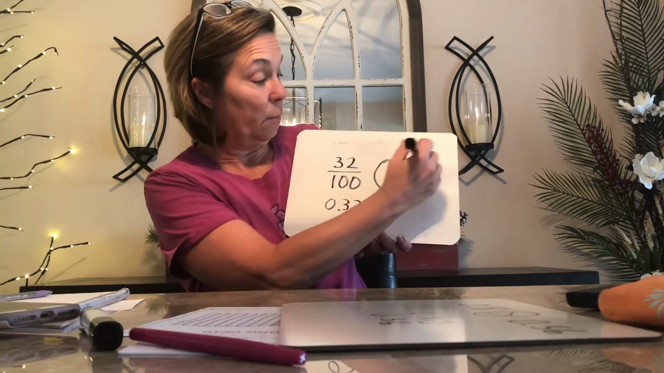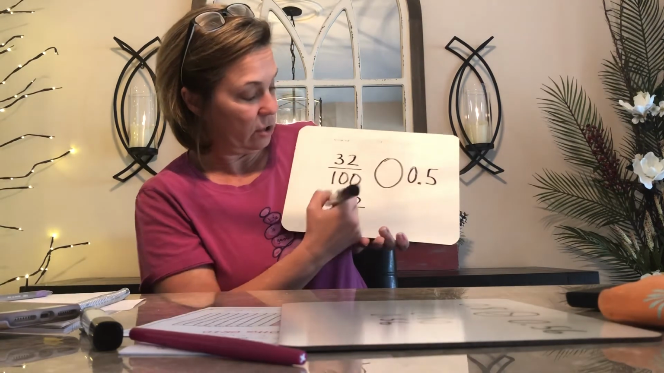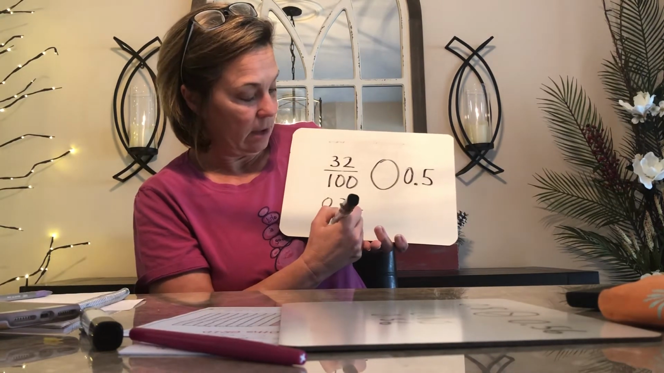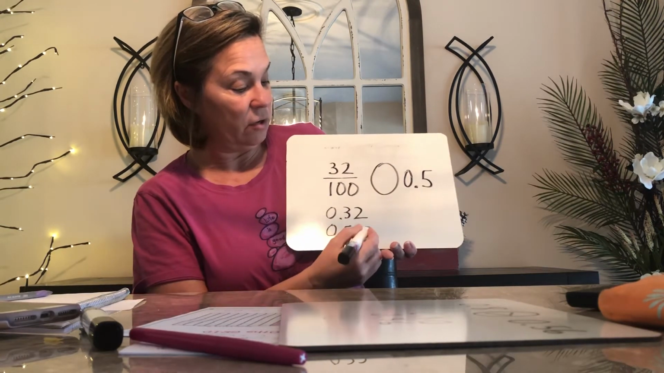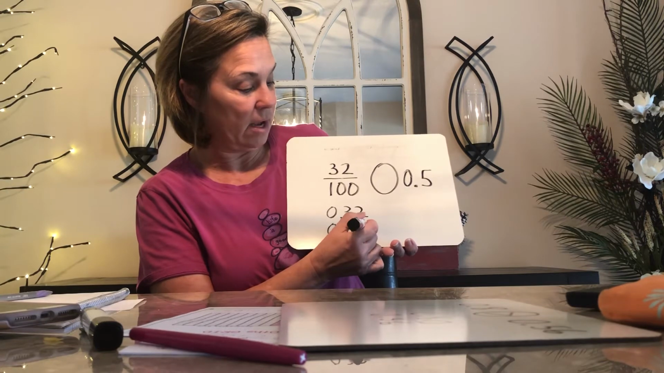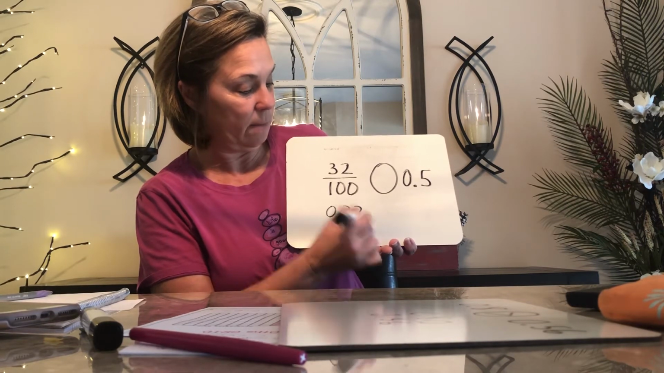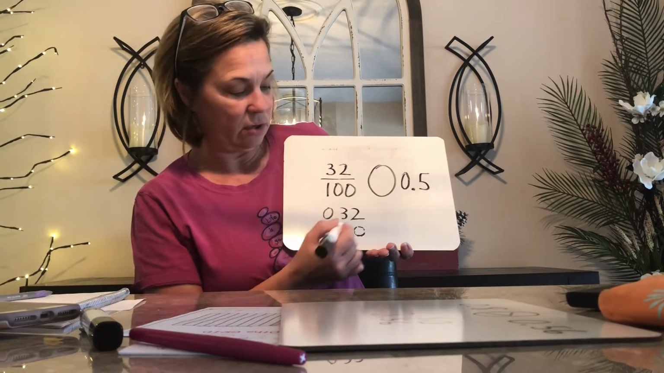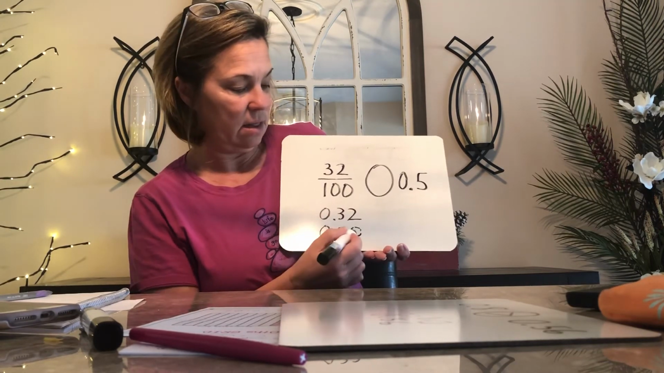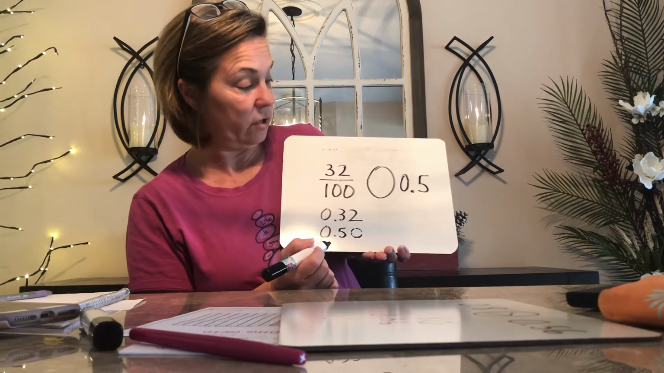And then I would line up my other one with it. So here's my 0 and my 5/10. But then again, you see there's a space right here, so I am going to fill that in with my 0. So now I can see 32/100 is less than 50/100.